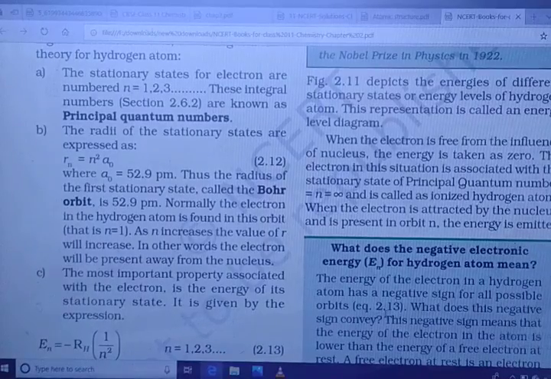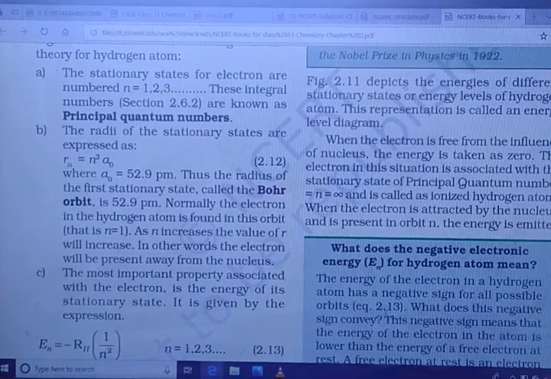Now, what will be the radius of that energy level? Since Bohr explained the hydrogen atom, here you can see r_n is equal to n square a naught, where n is equal to 1, 2, 3, 4 as the energy levels. But the value of a naught is fixed, that is 52.9 picometer.